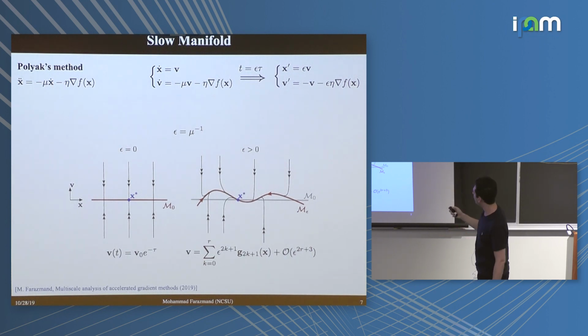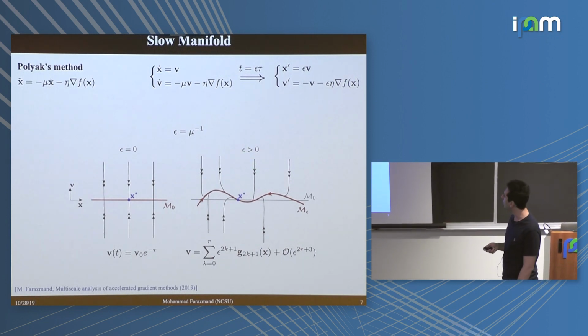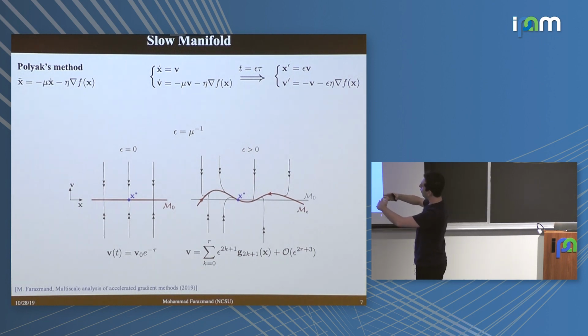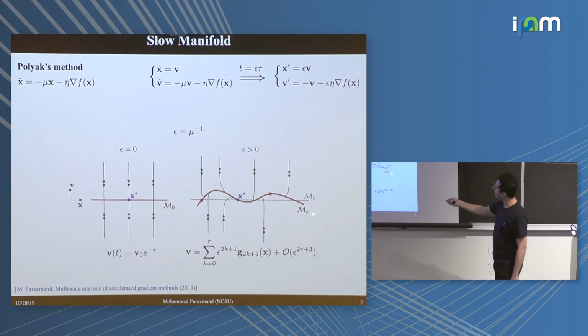That's trivial, but non-trivial things can happen once you increase epsilon to a positive parameter. And the question is whether this manifold deforms slightly into an order epsilon close manifold M epsilon, and whether we still have these fibers where we converge towards this slow manifold M epsilon. And if that is correct, what is the expression that estimates this manifold?